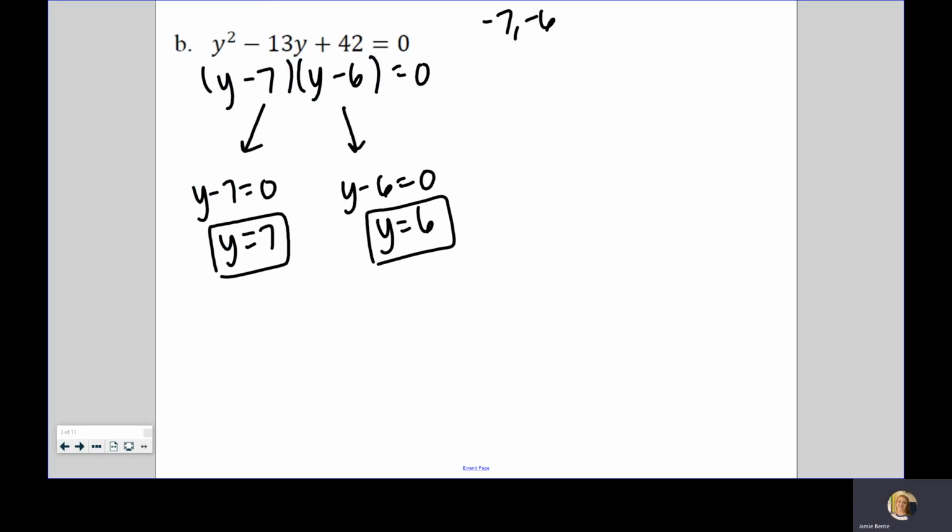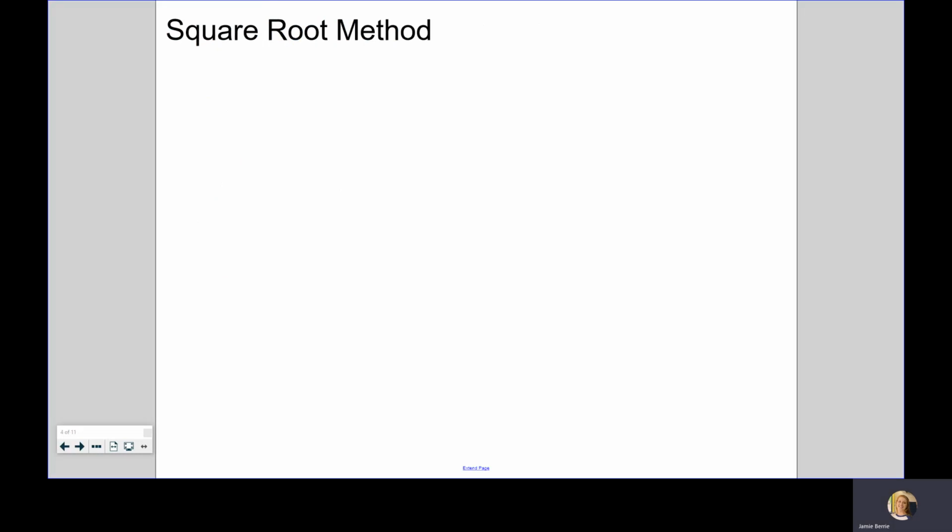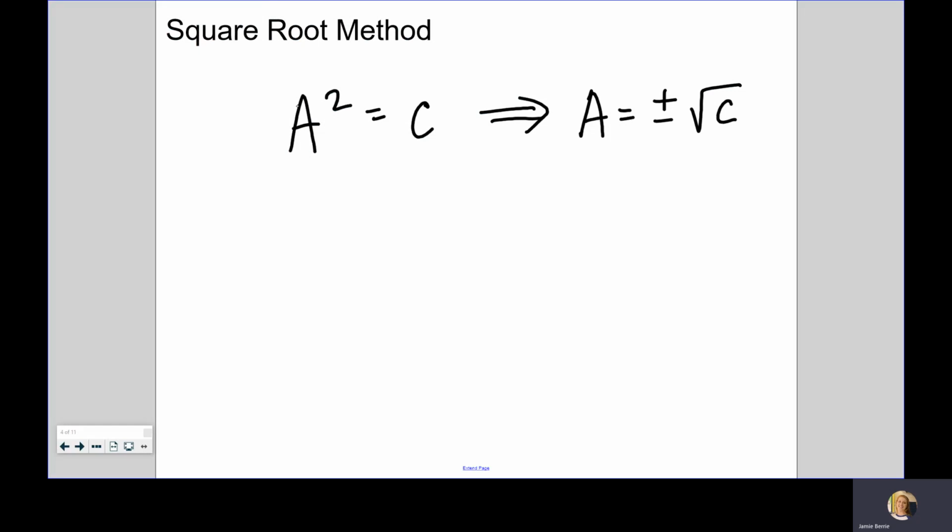All right, let's look at the square root method. The square root method of factoring is based off of this implication that I'm about to write. So it says, if a squared is equal to c, that implies, that's what this little symbol here means, that a must be equal to plus or minus the square root of c. So basically to get a by itself, you can take the square root of both sides and you have to make sure to do the plus or minus of the number side. All right, so this is the rule for the square root method.